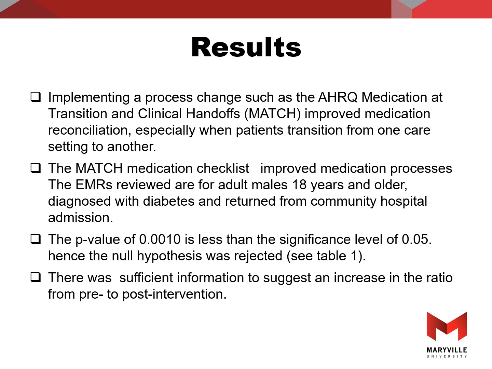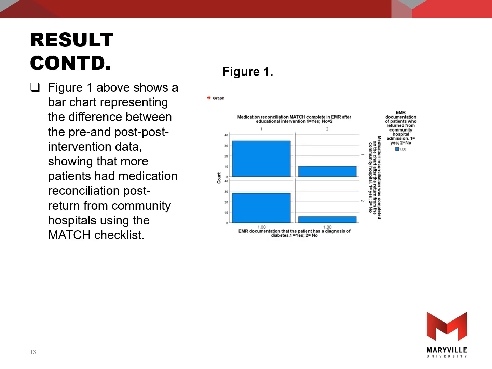From the project findings, it was shown that the p-value of 0.0010 is far less than the significance level of 0.05. Hence, the null hypothesis was rejected as shown in the previous slide. There was sufficient information to suggest an increase in the ratio from pre to post intervention, as will be shown in the next slide. Figure 1 shows a bar chart representing the difference in the pre and post intervention data, showing that more patients had medication reconciliation after their return from community hospital admission using the MATCH checklist.